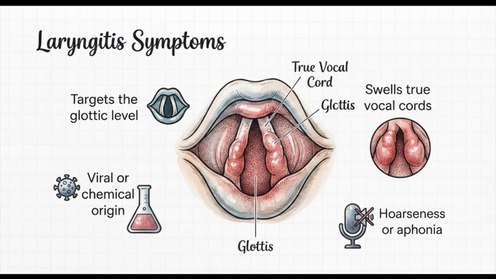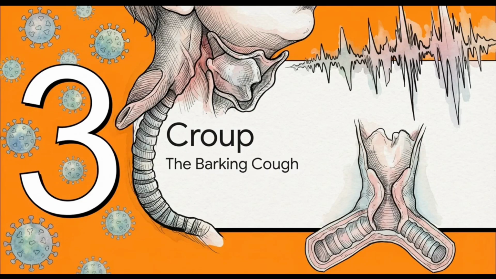It's usually triggered by a viral infection like a standard rhinovirus, or chemical irritation from acid reflux, or, let's be honest, just screaming way too loud at a Taylor Swift concert. It directly targets the glottic level. The mucosa of your true vocal cords gets inflamed and just completely bogged down with heavy fluid. Now remember, your vocal cords have to vibrate rapidly to produce clear sound. When they're thick and swollen with fluid, that vibration frequency drops, which completely wrecks your voice. That's why you get that signature hoarseness, or in severe cases, aphonia, which is a complete loss of voice. Is it annoying? For sure. Life-threatening? Rarely.